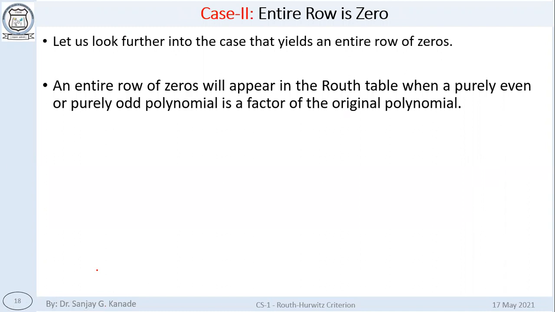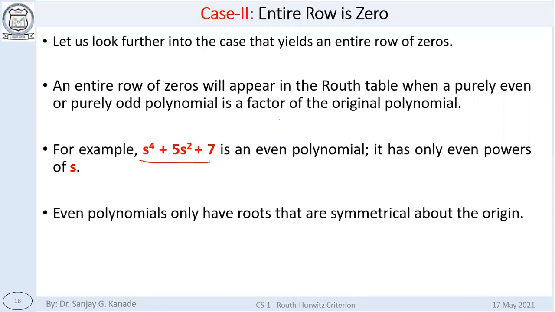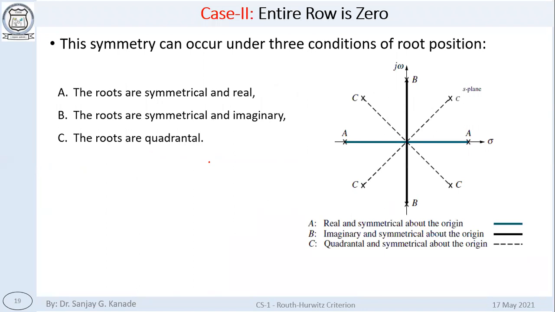Okay, and this happens when there is an entire row of 0, and that, as I said some time earlier, means that there is a purely even or purely odd polynomial which is a factor of the original polynomial. Just for example, I have again here given the even powers, even polynomial. Now when there is an even polynomial, the roots of this even polynomial are always symmetric about the origin. Now what does it mean?